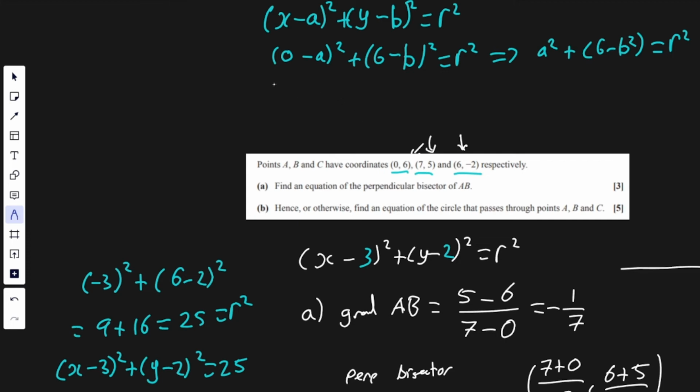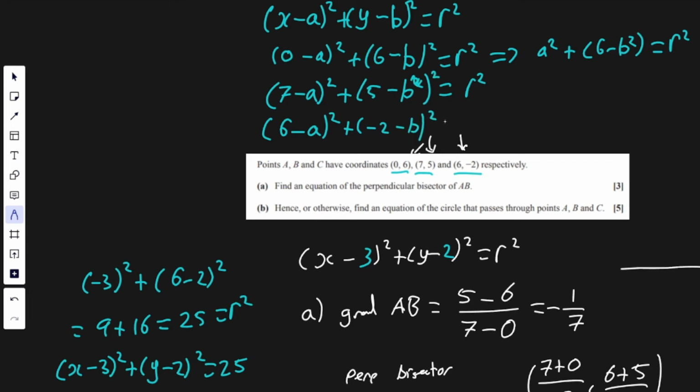And subbing in 7, 5, we get (7 minus a) squared plus (5 minus b) squared equals r squared. And well, that doesn't really simplify very much. We can expand out, I guess. And finally, we get (6 minus a) squared plus (minus 2 minus b) squared is equal to r squared.